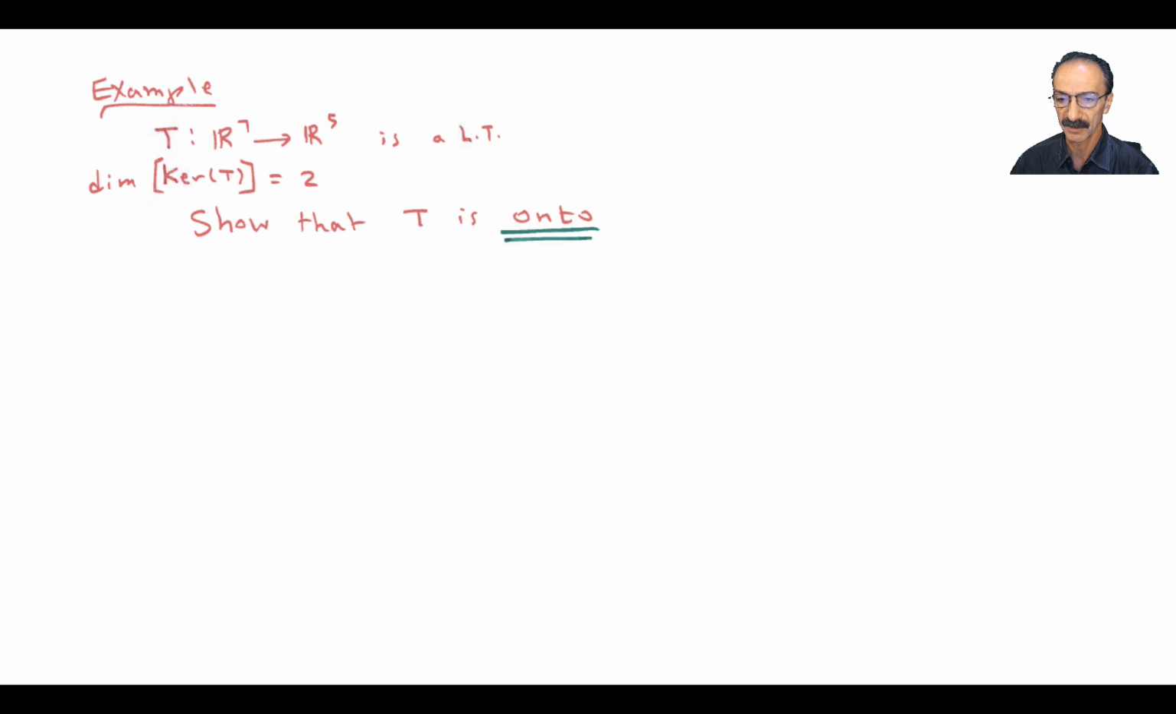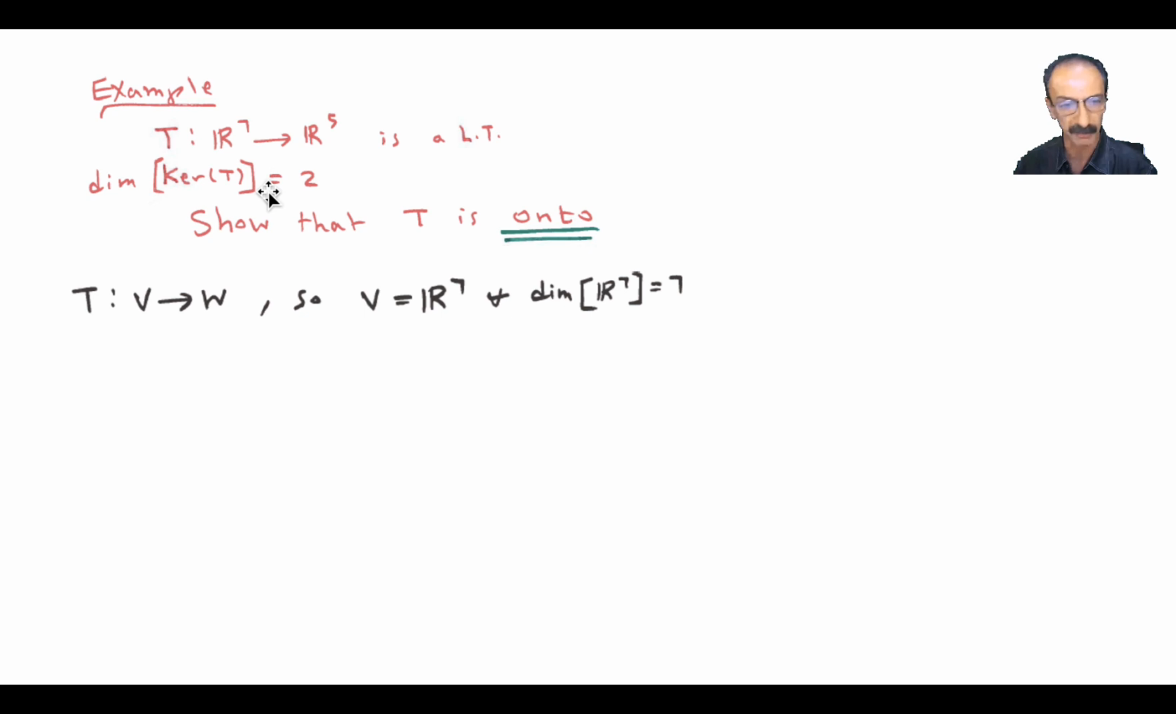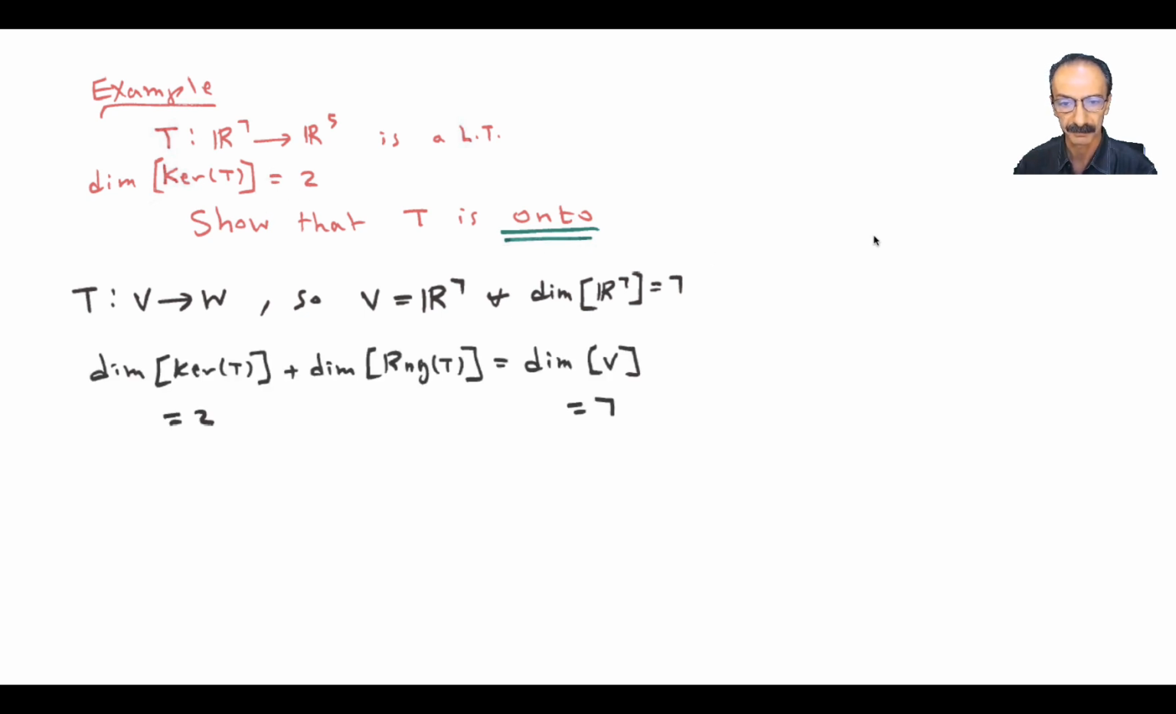Let's see what we could do. Since T in general goes from V to W, our V in this case is R to the 7, and the dimension of V is 7. Keep this in mind. We have the dimension of the kernel, and now we're going to use the theorem that we mentioned in the last section. I have the dimension of the kernel equals 2, given. I have the dimension of V equals 7, because V is R to the 7.